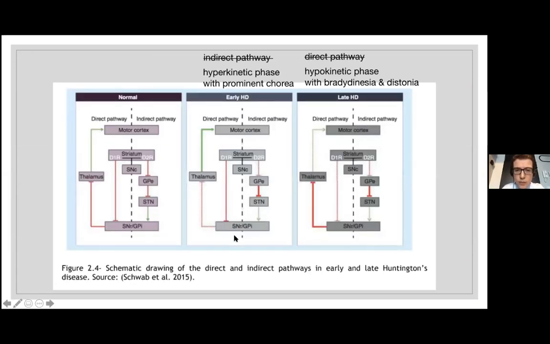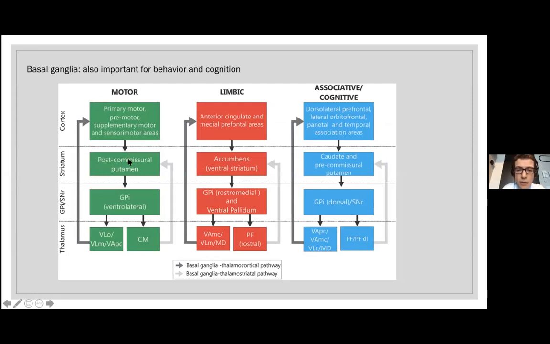So just to give you a picture, you see here how in early HD, we have an impairment of the indirect pathway, and that leads to a hyperkinetic output, while in late HD, when both pathways are affected, the output is a bit different. It's hypokinetic. And it's interesting to understand that the basal ganglia are involved in a lot more than just movement. So they're also involved in limbic circuits and cognitive circuits, which could help explain how there are symptoms also in terms of cognition and behavior.